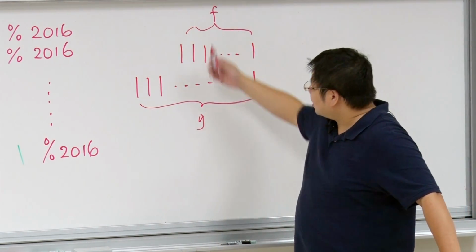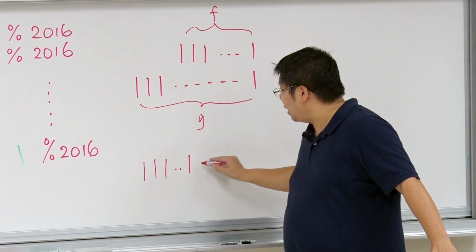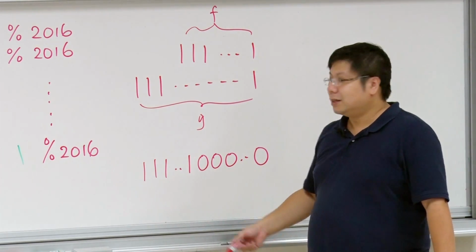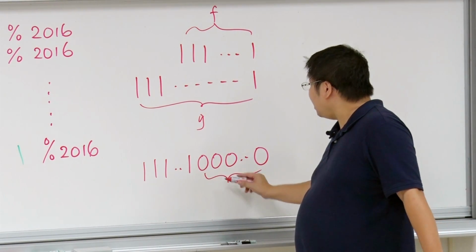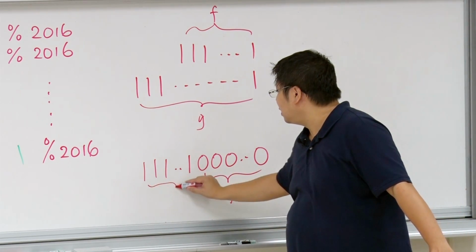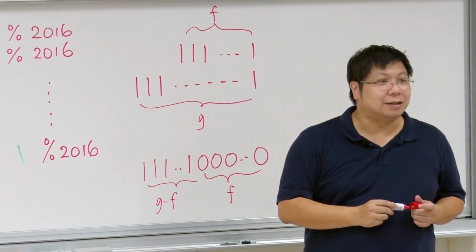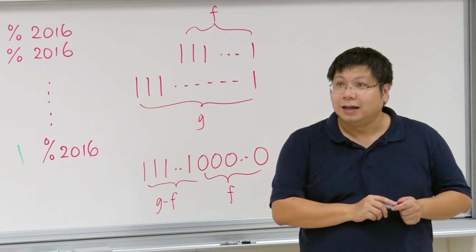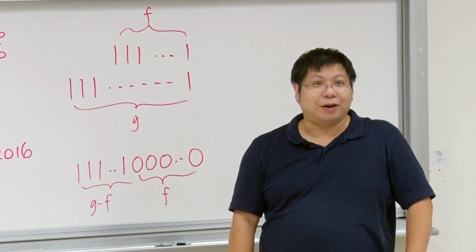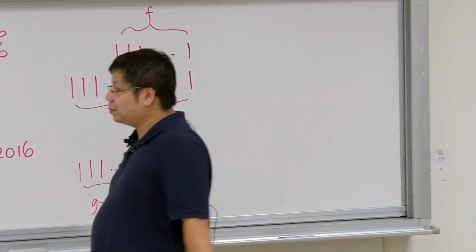So what is the difference? The difference will be of this form: 1111 and then 0000. Is that okay? If G is longer, then they are going to be F zeros and G minus F ones. Does that make sense? And then this is a multiple of 2016. If you are okay with this, could you please raise your hand? Okay, good. So this is how we show this.